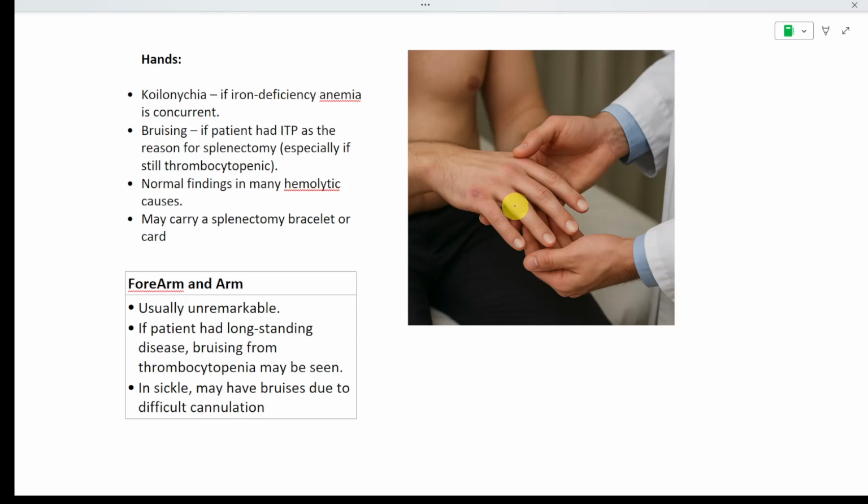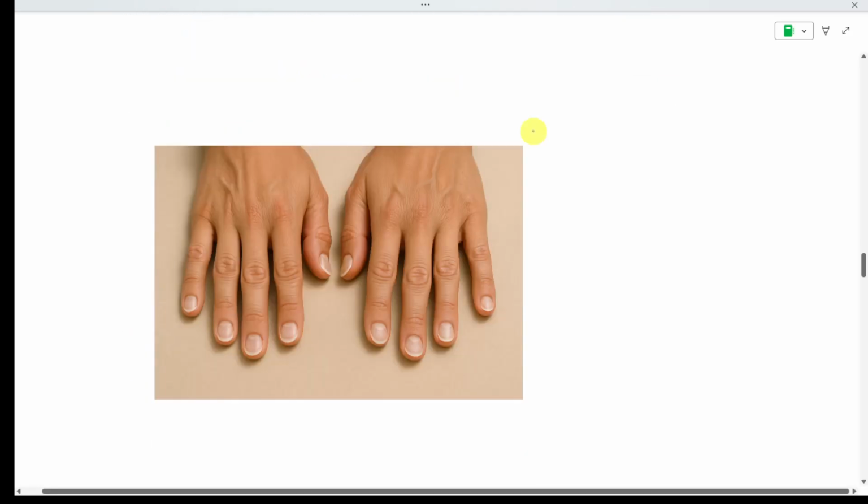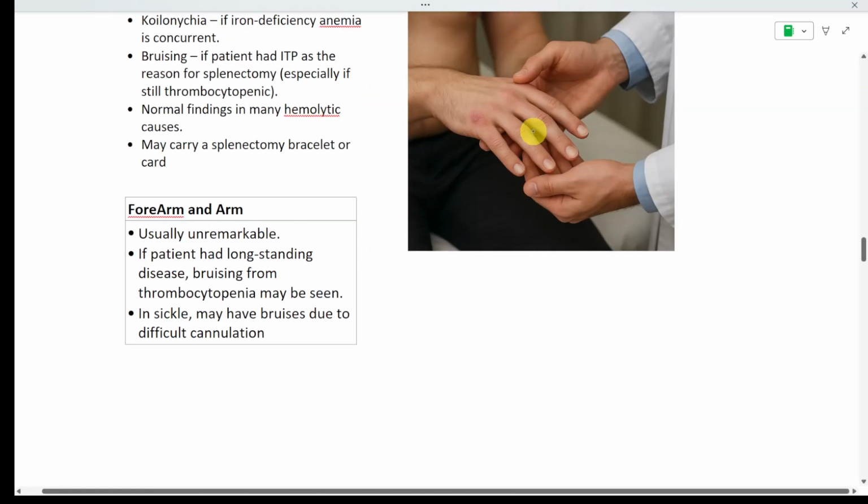That is going to be in the case of ITP with low platelets, any small purpura, you can find those things out. Otherwise, the hands and the forearms may be pretty normal in these cases of splenectomy. Again, if the patient is sickle cell, you may find some needle marks or a bit of bruises, because these patients are very difficult to cannulate. So that's your second point.